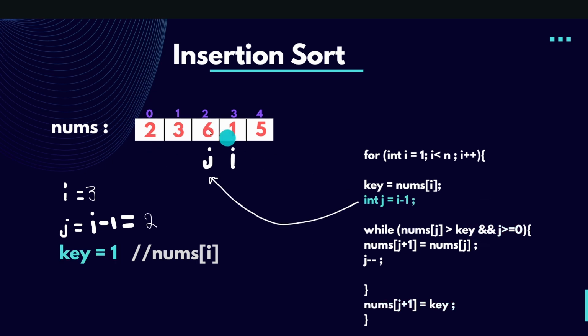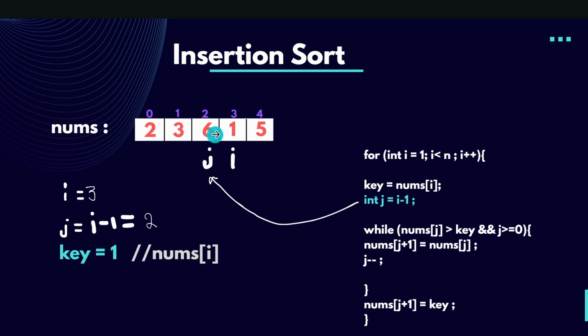After that, what you can do: as i is 3, you again move i here. As i becomes 3 in this outer loop, j also moves to i minus 1, which is the second position. With the help of this loop, again you can check this condition, whether nums of j is greater than key.